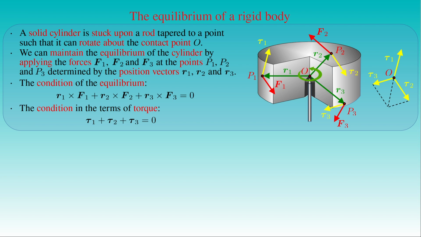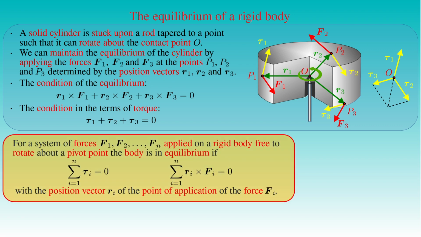The general formulation of this condition, which can also be demonstrated experimentally for a finite number of forces, is the following. For a system of forces F1, F2, ..., Fn applied on a rigid body free to rotate about a pivot point O, the body is in equilibrium if the vector sum of the torques τ1, τ2, ..., τn about the pivot point O vanishes. Here the torque τi, for all i from 1 to n, is equal to the cross product of the position vector Ri of the point Pi with respect to the pivot point O, and the force Fi applied at the point Pi. In this condition, the reference point O is the pivot point, that is a fixed point of the rigid body around which the body is free to rotate.